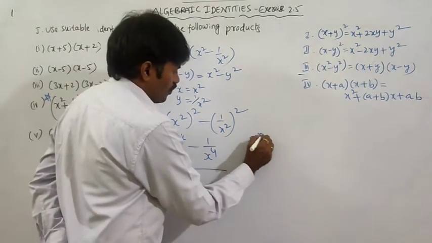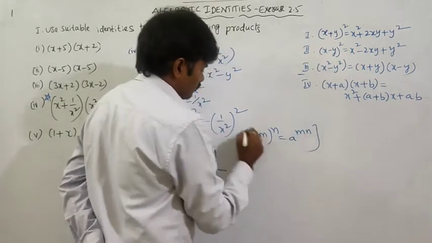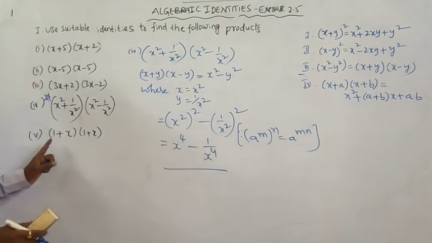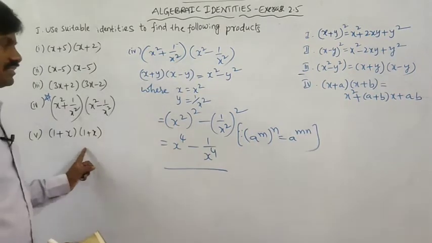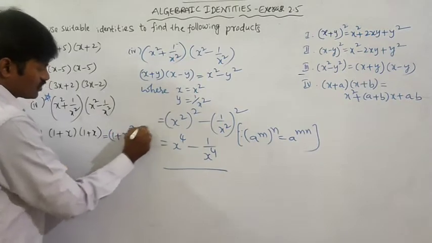Here we applied the power of a power formula, that is (a to the power of m) whole to the power of n equals a to the power of m into n. Is it clear? So this is about the fourth one. Now what about the fifth one? (1 plus x) into (1 plus x). So this can be written as (1 plus x) whole square.